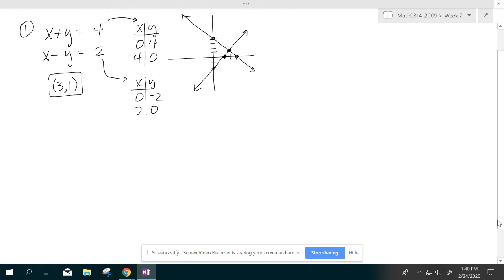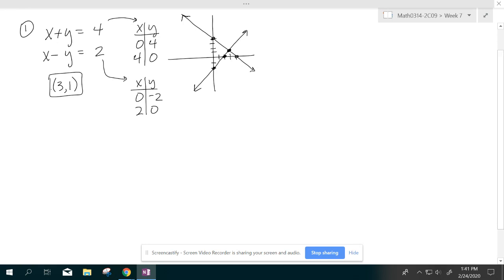Now, I think they intersect at (3, 1), based on my picture. But what I'd like to do is test and see if that's correct. If this is really the answer, when I substitute it into both equations, should it work out? Should it give equality?